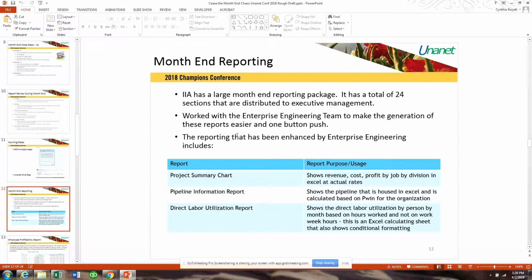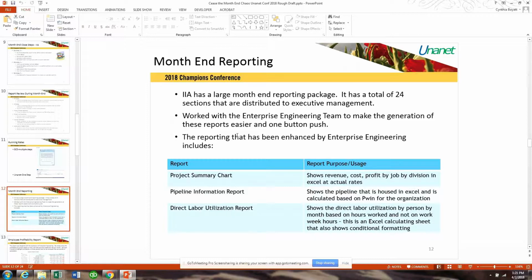one button push. That's because we had one report that we were doing by hand that married 4 different Uninet reports, and it took us about 3 days to do it. Now, with the help of enterprise engineering, we literally pull it all up, press the Uninet to Excel button, walk away from it for about 2.5 minutes, get a drink, chat with somebody, come back, and it's done. And it's in proper format.